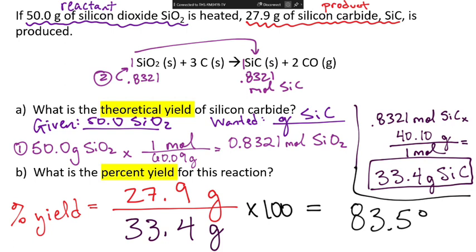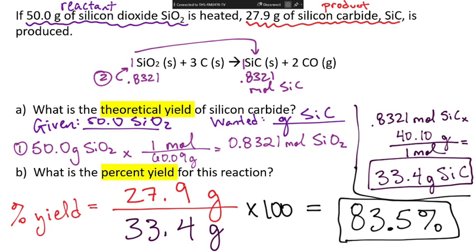And the only unit here is just percent. You don't have to worry about SIC or anything like that. It's just the percentage based on how much you expected to get compared to how much you actually got. So raise your hand if you have any questions there.